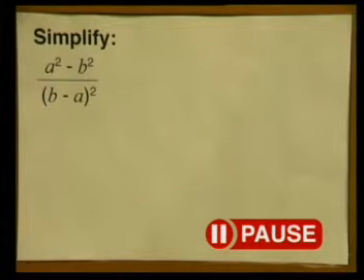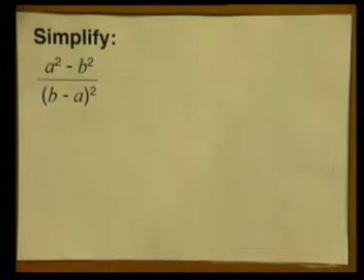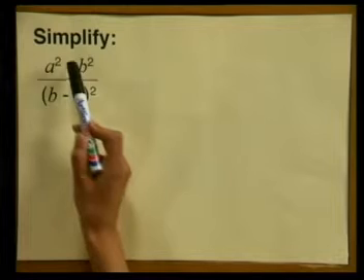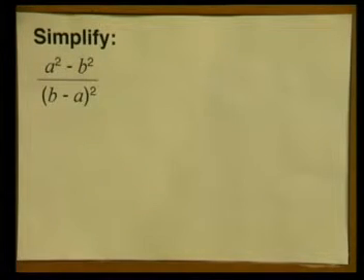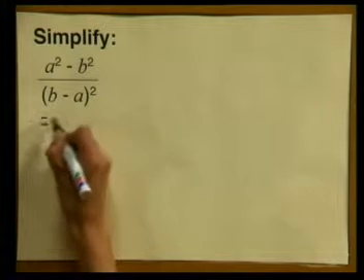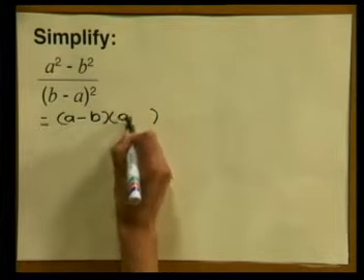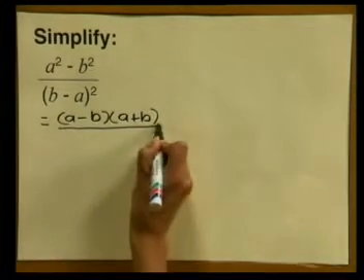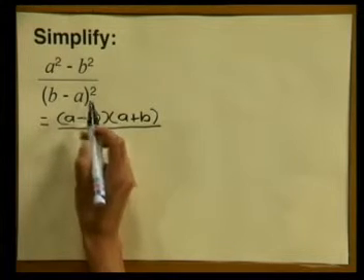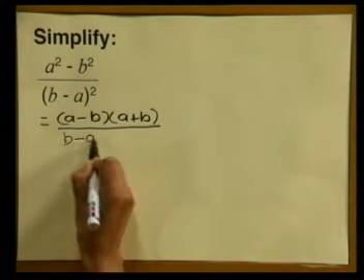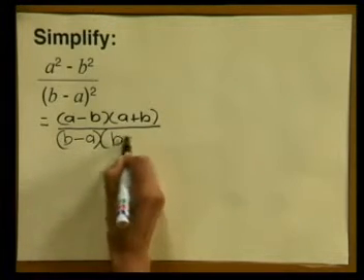Now let's simplify a fraction using changing the sign. Simplify a squared minus b squared divided by b minus a all squared. I'm sure you recognize the numerator as being the difference of two squares. So let's factorize that. So we get our two brackets, and we know we're going to write a minus b, a plus b. And that's all divided by b minus a all squared. Now we're just going to write those two brackets twice. B minus a multiplied by b minus a. So far, so good.